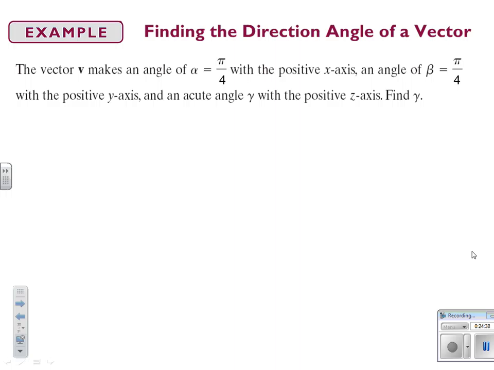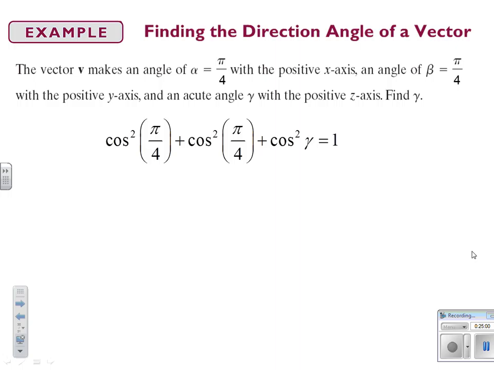All right, the vector V makes an angle alpha equal to pi over 4 with the positive x-axis, and an angle beta equal to pi over 4 as well with the positive y-axis, and an acute angle gamma with the positive z-axis. Find gamma. We're going to use that cosine property. Cosine squared of pi over 4 plus cosine squared of pi over 4 plus cosine squared of gamma equals 1.